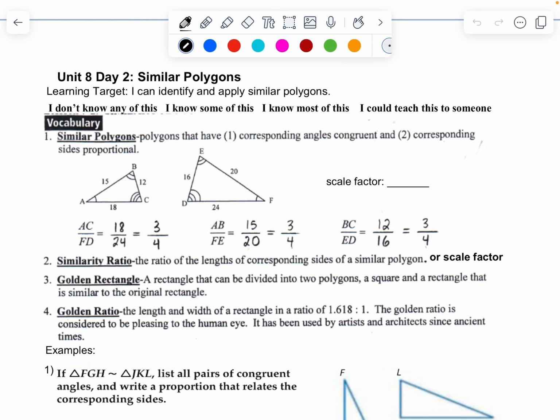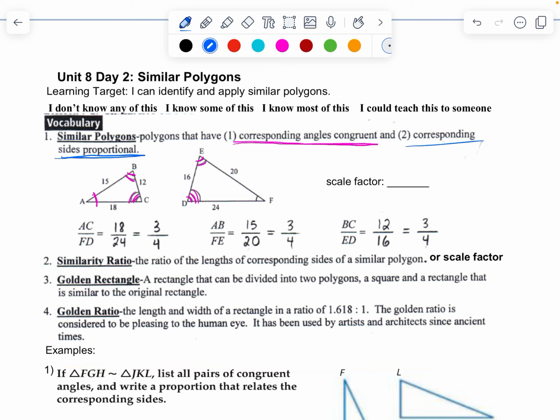So today we're going to do similar polygons. In order for two polygons to be similar, they have to have corresponding angles congruent. If you look at these triangles, this happens to be triangles, but it could be any shape. Notice that all the corresponding angles are the same. So I almost always check that first because that seems to be the easiest one.